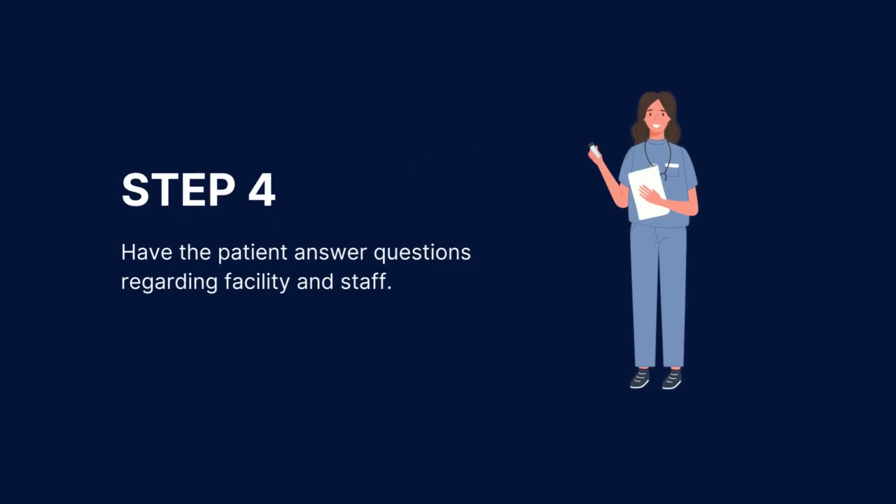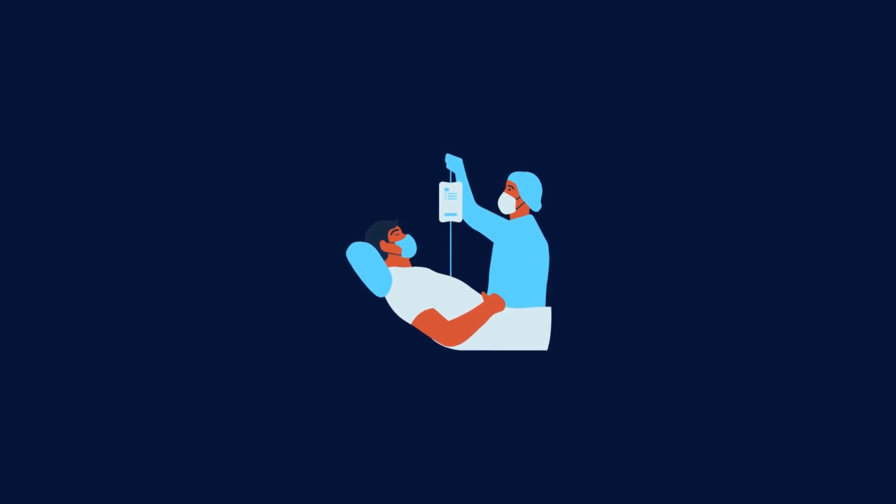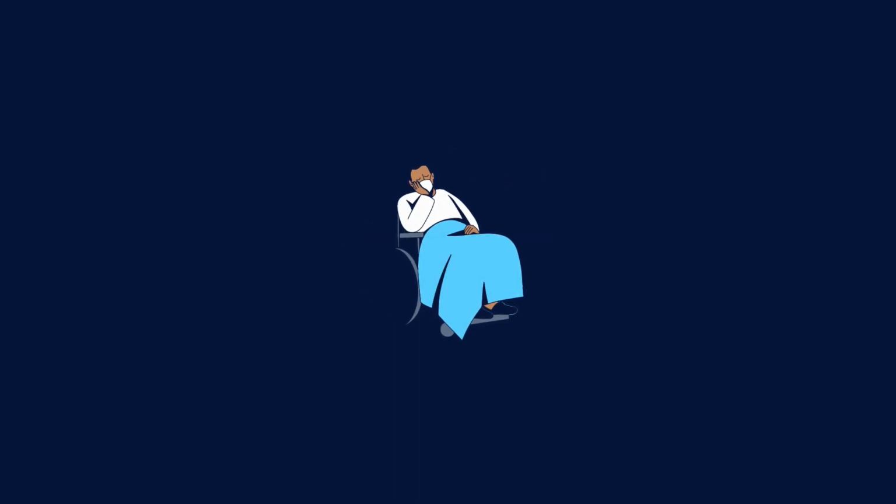Next, ask the patient to answer the following 5 questions regarding the facility and staff. These questions assess the cleanliness of the facility, if the staff treated the patient with courtesy and respect, if the patient was seen promptly, if their medical history and personal information were kept confidential, and if the facility provided adequate resources and accommodation for their needs.